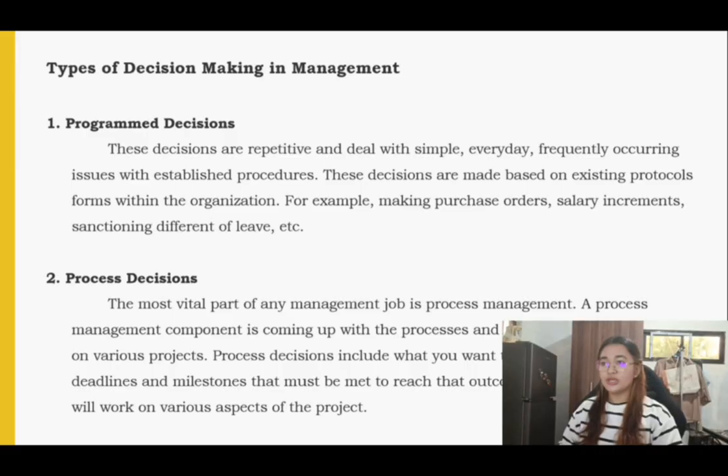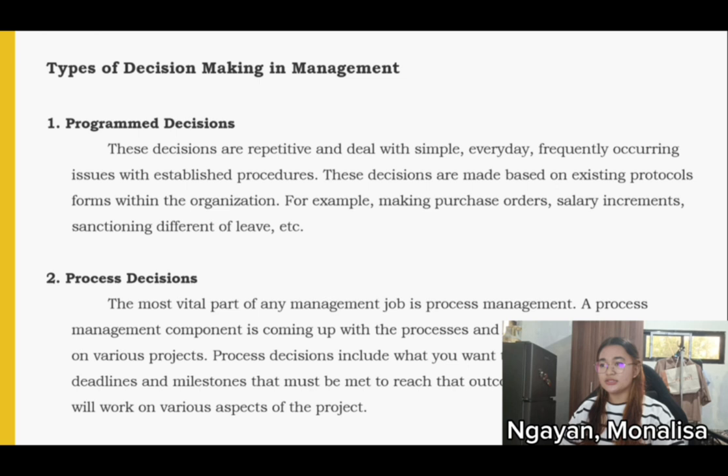Types of decision making in management. First is program decisions. These decisions are repetitive and deal with simple, everyday, frequently occurring issues with established procedures. These decisions are made based on existing protocols and forms within an organization. For example, making purchase orders, salary increments, sanctioning different types of leave, and so on.